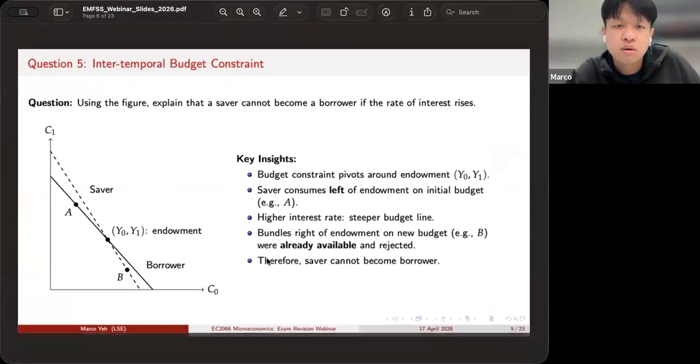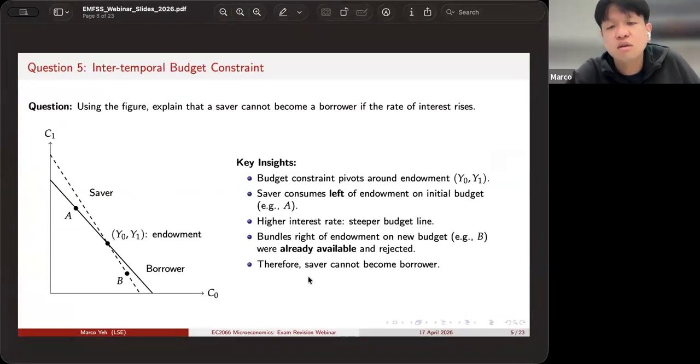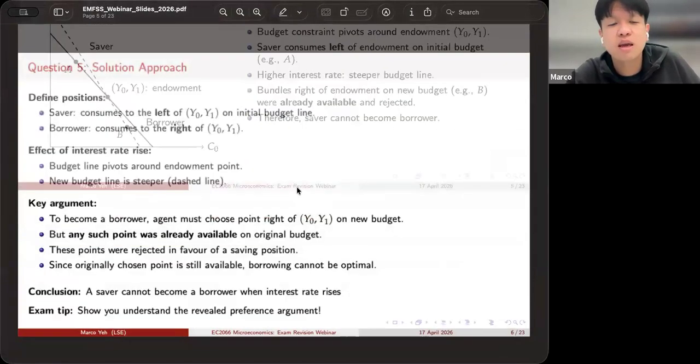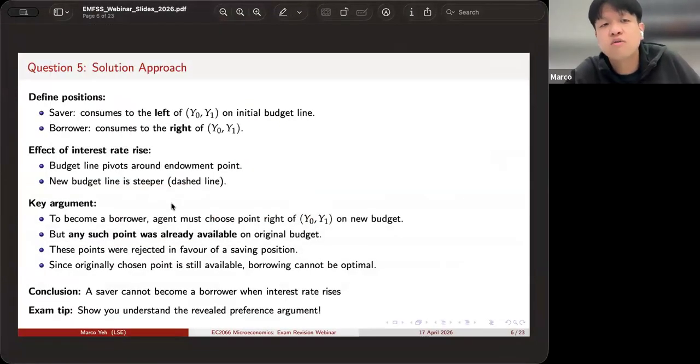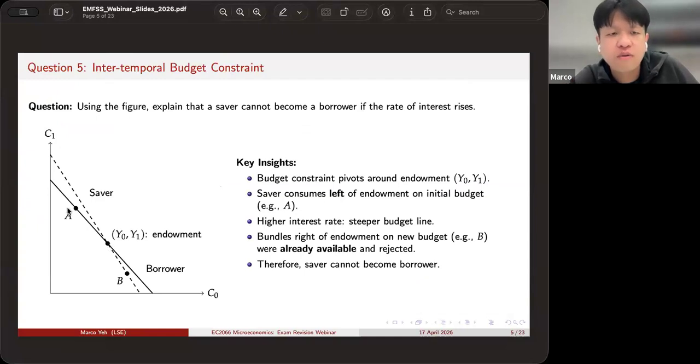So these are the key insights that you need to put down on your answer sheet if this is the question. Maybe I get to the next slides. So these are the things that I would want you to do. First, you want to define the positions. What do we mean by saver? What do we mean by borrower? To consume something to the left of the endowment point, we are the saver. And if it's right, we are the borrower.